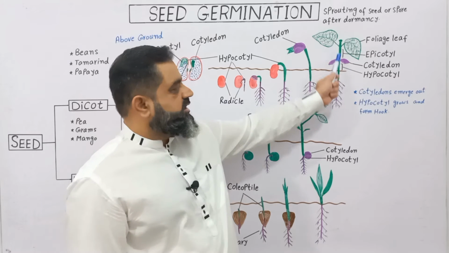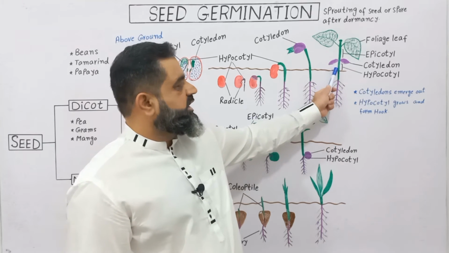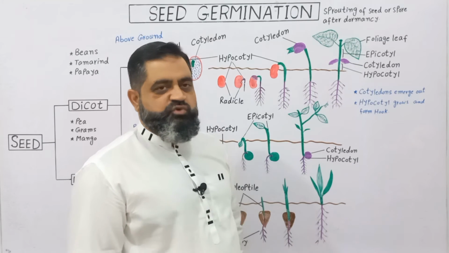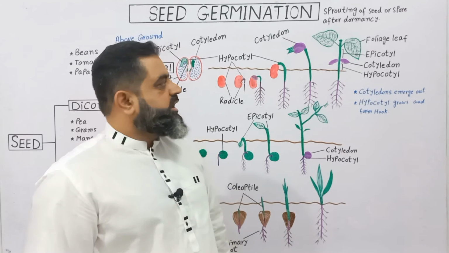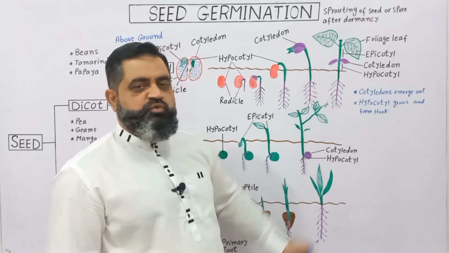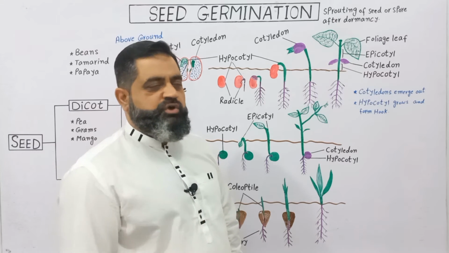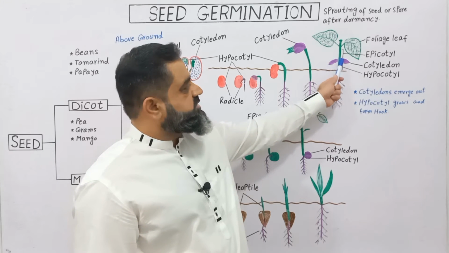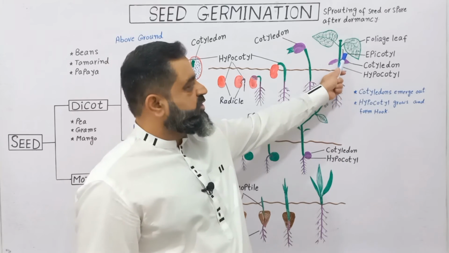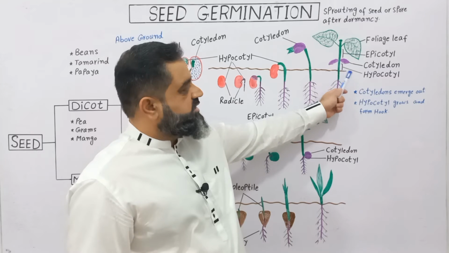Now in this diagram you can see that the root has developed inside the soil, and the plumule has developed into shoots. Primary leaves have formed, which are known as foliage leaves. The cotyledons are present right over here, which have already provided the food and also start photosynthesis to provide more food to the growing plant. Now if you look at this diagram, the portion above the cotyledon is known as the epicotyl, while the portion below the cotyledon is known as the hypocotyl.